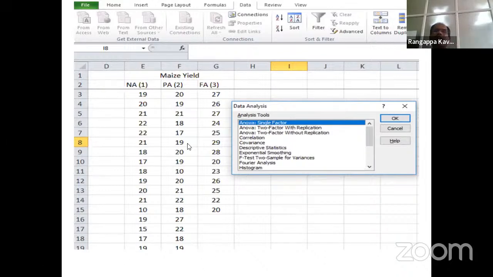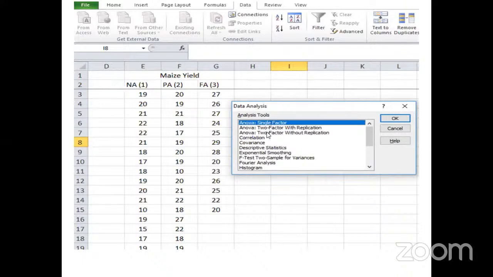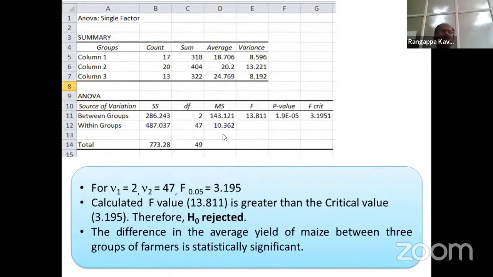We have this data, and for this given data, go to Data in Excel. You can analyze this. You can select the Data Analysis ToolPak. You will get a dialog box like this, and you will get ANOVA. Select this ANOVA single factor. It is single factor; we don't have double factor here. In this research context, our focus is just on comparing the maize yield between these 3 groups of farmers. So we have to take the single factor ANOVA.